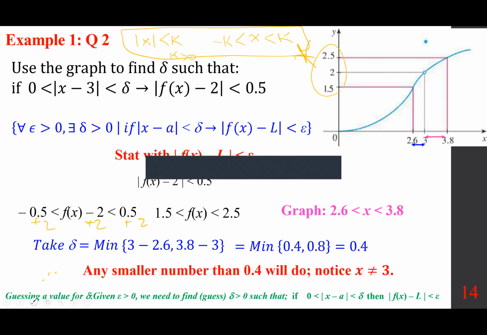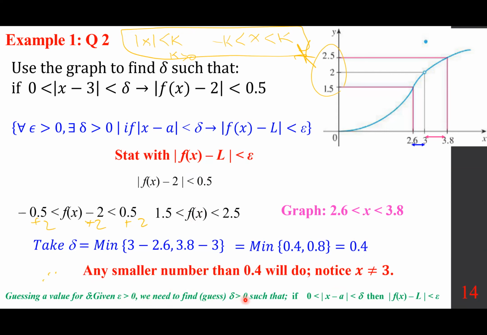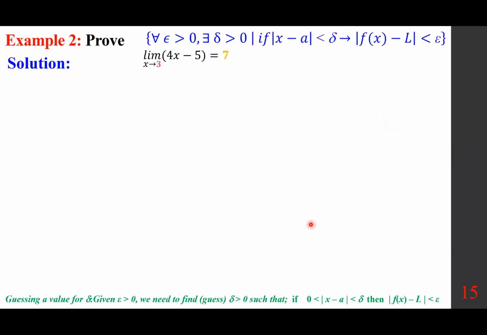Guessing a value for delta: given epsilon larger than 0, we need to find or guess delta larger than 0 such that if absolute value of x minus a is less than delta, then absolute value of f of x minus L is less than epsilon. That is the process of the precise definition. Now, in this example, we want to prove that the limit of f of x, in this case 4x minus 5, as x approaches 3 is 7. So we're going to start with this definition.